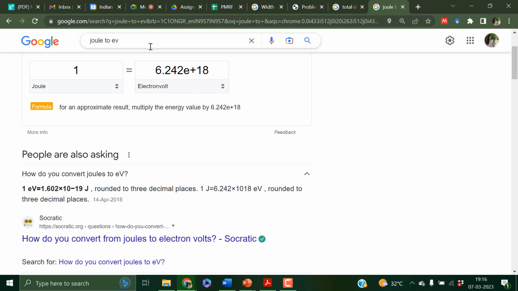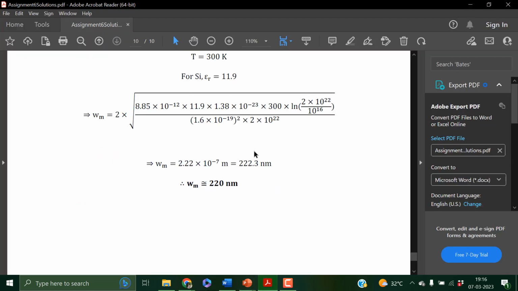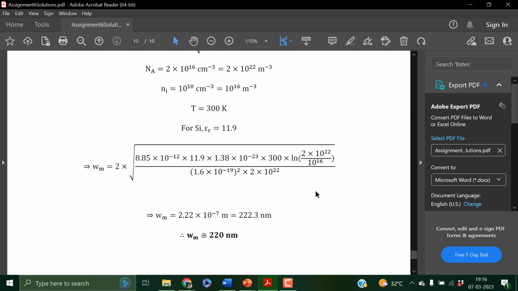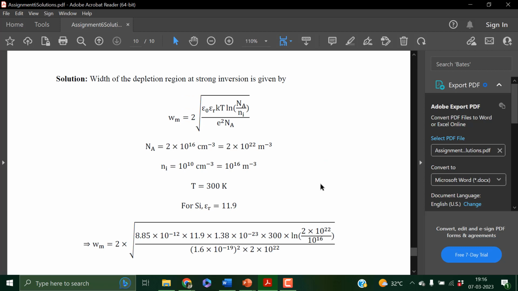And one more thing you have to note here is that whatever phi value you are getting will be in joules, right? Yes, ma'am, I have to convert it into electron volts. Yes, and then only you will get the final Wm. So one more E will come in the denominator, so it will be E square Na. Now your final equation would be Wm is equal to 2 into root of epsilon 0 epsilon r kt ln Na by Ni, E square by Na whole root.